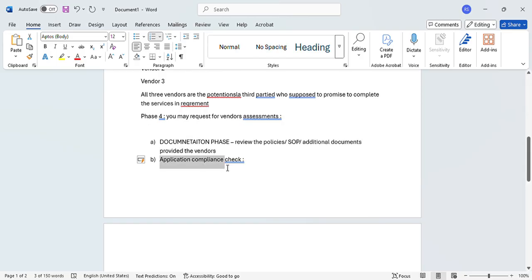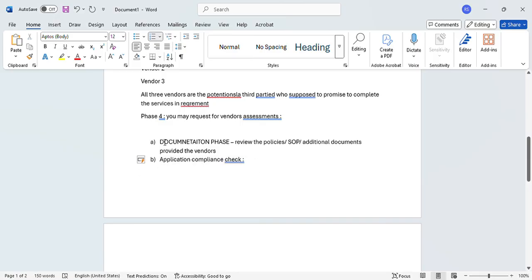Second phase, application compliance check. Why do we need to check application compliance? Especially because of the data the vendor consumes from us. They may host our data in their environment. So what is the status of the application, what is the health level of that application? We need to check and review. That's why application compliance check is required, and this is why compliance application level verification is needed.